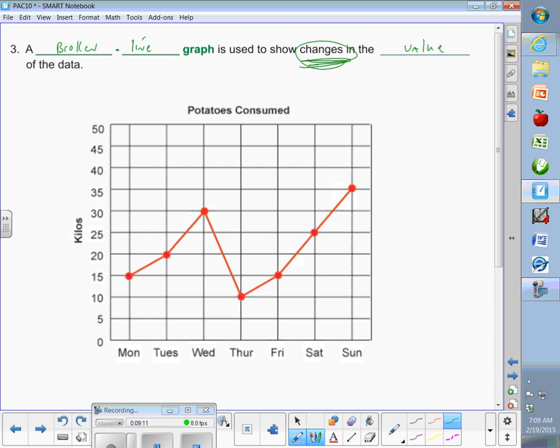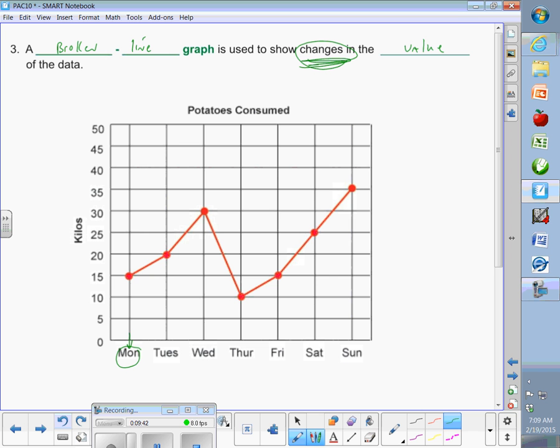Notice we have a descriptive title, potatoes consumed, all right? Where and what, we don't know, but there are potatoes consumed. We're not labeled with days of the week down below, but everybody knows Monday through Sunday would be days of the week. And then off to the left-hand side scale, we have kilos. And so you can see the labeling of the kilos. All right, notice a couple things on a broken line graph. Notice that the word Monday is right centered with the middle of that line.